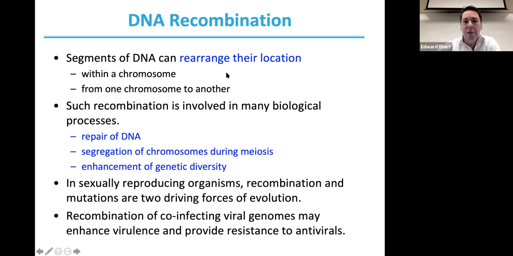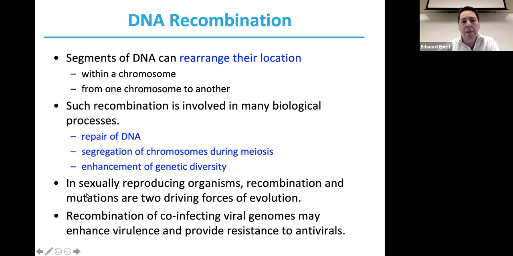So recombination, we can basically take segments of DNA and move it from one section to another section. Usually this occurs within a chromosome, but you can also take it from another chromosome as well. A lot of this can be done for repair, as we've just seen. We can also look at this in terms of segregating chromosomes during meiosis. And it also helps to enhance genetic diversity, so we can get some differences in here. It's like, hey, is it better like this or better like that? If you wear glasses and go see the eye doctor or something.